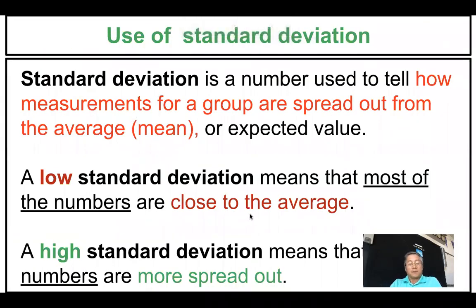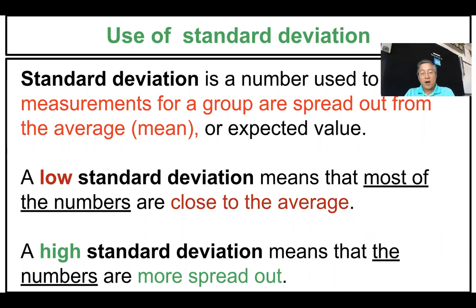Standard deviation is a number used to tell how measurements for a group are spread out from the average or expected value. You should understand what it means. When you get the standard deviation, you can see how the scores are spread out from the mean. Low standard deviation means most of the numbers are very close to the average. High standard deviation means the numbers are spread out very wide.